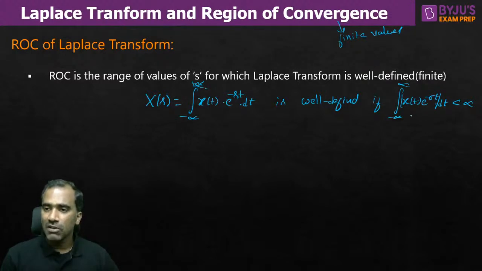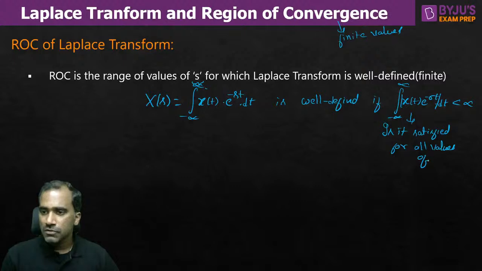Is this condition satisfied always? Is it satisfied for all values of omega? Anyone? Can you guarantee that this condition will be satisfied for all values of sigma? Sigma is some variable which is part of s. S is a variable, and inside s there are two parts, sigma plus j omega.